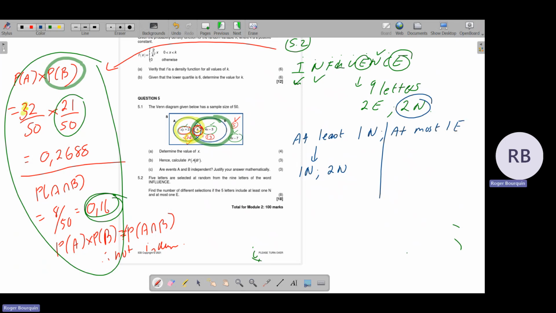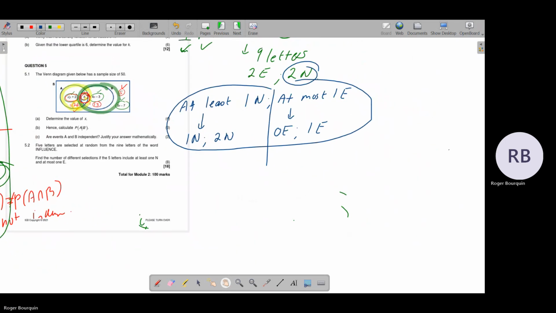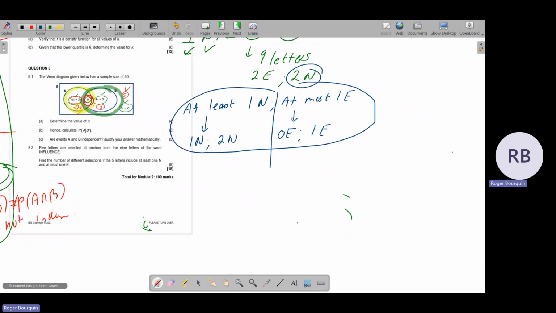If I have at most 1 E, it means I've either got no E's or 1 E. But I can have any combination of those 2 scenarios. So my options are, well, I could either have 1 N and no E's. Okay, 1 N and no E's. And if I have 1 N and no E's and I'm choosing 5, then I've got 1 N, no E's, and I've got to choose 4 other things, 4 of the other letters.